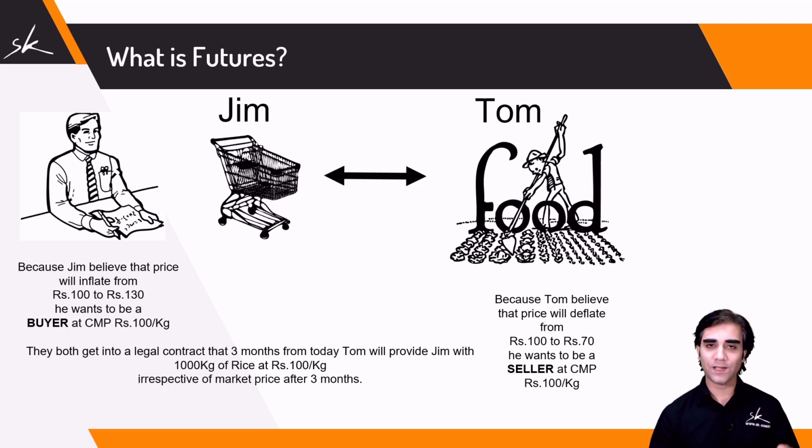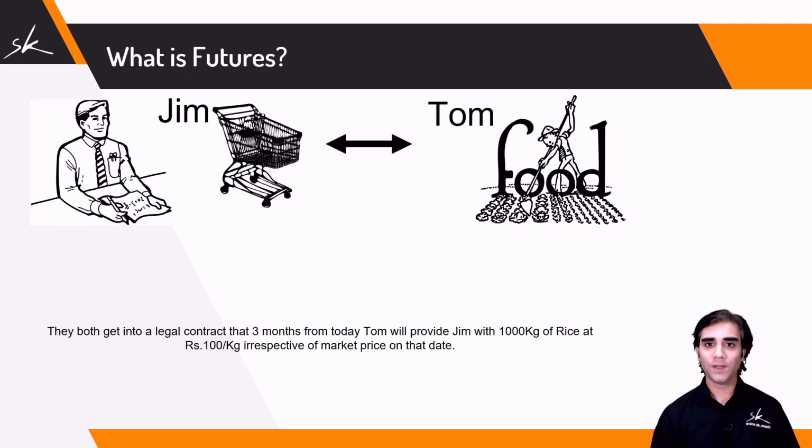Right? So what they have done is a contract that 3 months from today, irrespective of whatever the market price would be, Jim would be buying at 100 rupees and Tom would be selling at 100 rupees, and the quantity which they decided was 1000 kgs. So now they both are in a legal contract, and this legal contract will have certain rules. What are those rules?